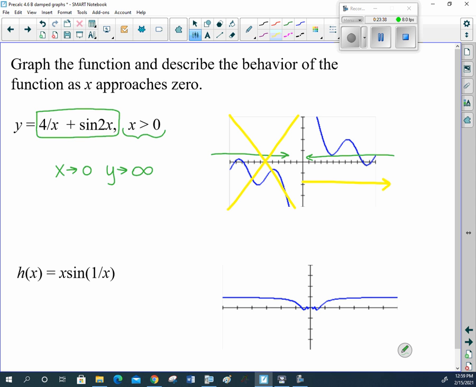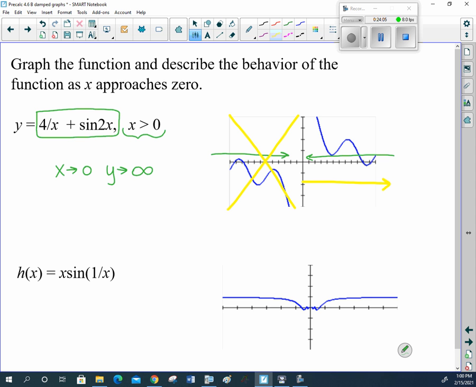Okay, so that little domain restriction was really important so we would know what side of the graph we were working on. If we didn't have that domain restriction, we'd have to have two statements, because on the left-hand side, as x goes to 0, y goes to negative infinity. So you have to be able to describe both sides. That domain restriction told us we only needed the right-hand side of the graph.